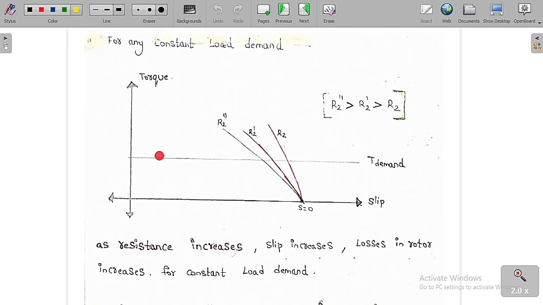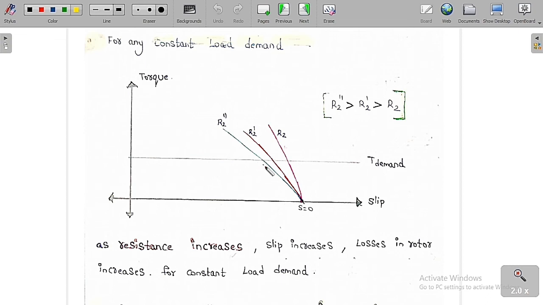As you can see clearly, for a constant torque demand, this is the operating point for R2, this is the operating point for R2 dash, and this is the operating point for R2 double dash. As the rotor resistance increases, the slip increases. Slip increases means the rotor speed decreases. The rotor copper loss is equal to slip into rotor input. So as slip increases, the copper losses in the rotor increase for constant load demand, so efficiency decreases. The operating point goes from here to here. So the slip increases, rotor speed decreases, and the rotor copper loss increases for the constant load demand.